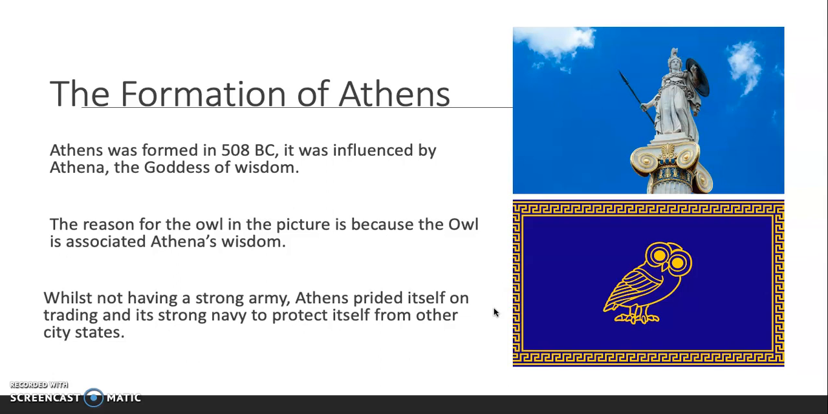The reason for the owl in the picture is because the owl is associated with Athena's wisdom. For those of you who are quite curious about this for your Greek mythology, you may notice that Athena often disguises herself as an owl as well. So whilst not having a strong army, Athens prided itself on trading and its strong navy to protect itself from other city-states.